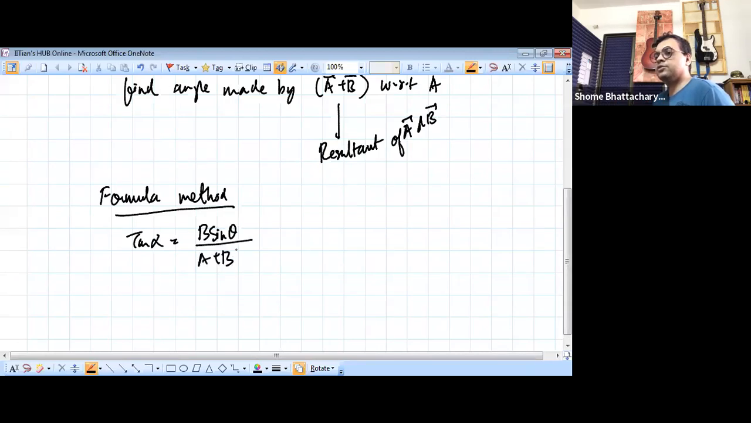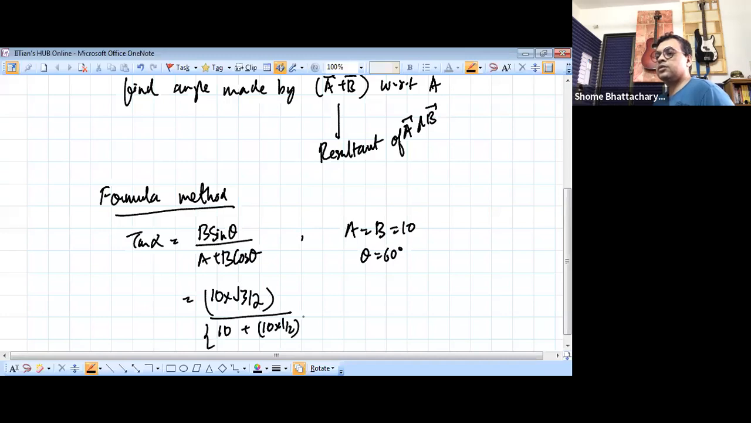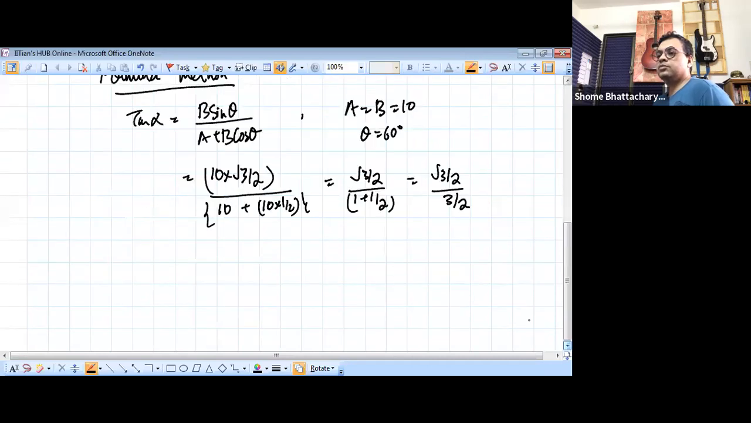So just substitute the values here. A is equal to B is equal to 10 and theta is equal to 60 degrees. So this will become 10 into root 3 by 2 in the numerator divided by 10 plus 10 into half in the denominator. So you can take 10 common and cancel that. Root 3 by 2 divided by 1 plus half. So that is root 3 by 2 divided by 3 by 2. So further do some simplification and this will come out to be 1 by root 3.